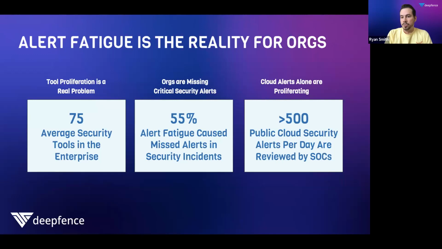And all of these tools are spouting off alerts to the tune of greater than 500 public cloud security alerts daily that are reviewed by SOCs. So these tools are proliferating not only these alerts, but people have to respond to these. They have to ensure that they're not false positives. They have to validate the alert they're seeing. And because teams have limited resources, limited time, limited money, limited subject matter expertise, they're missing alerts, right? Because they're having to swivel chair between 75 apps.